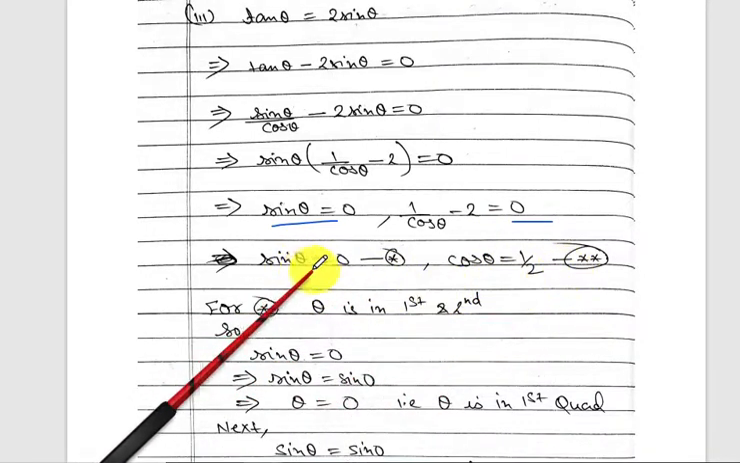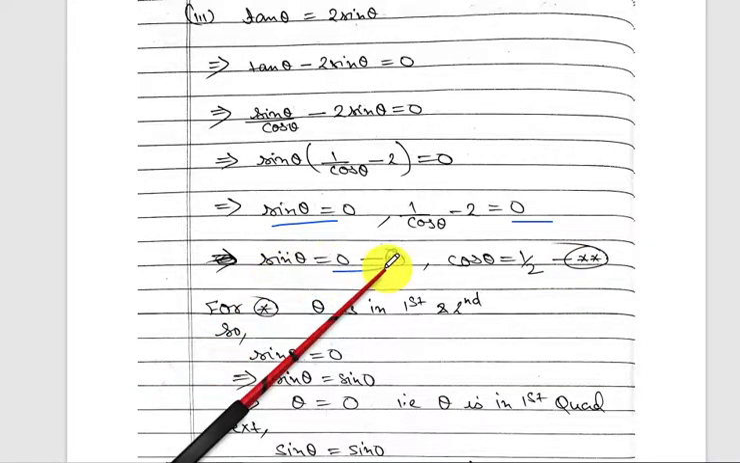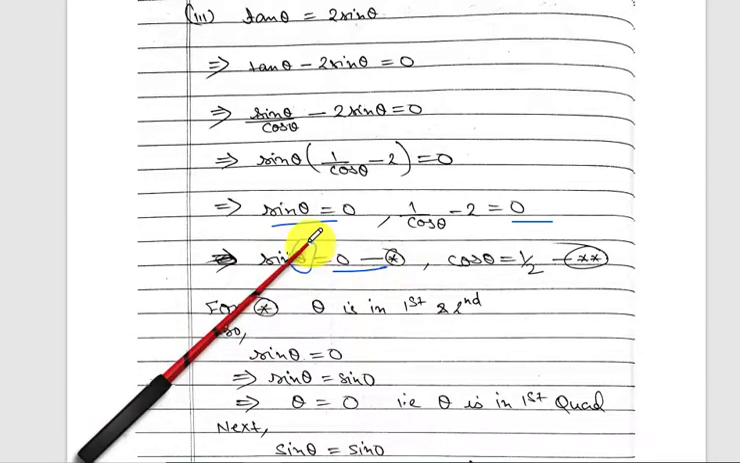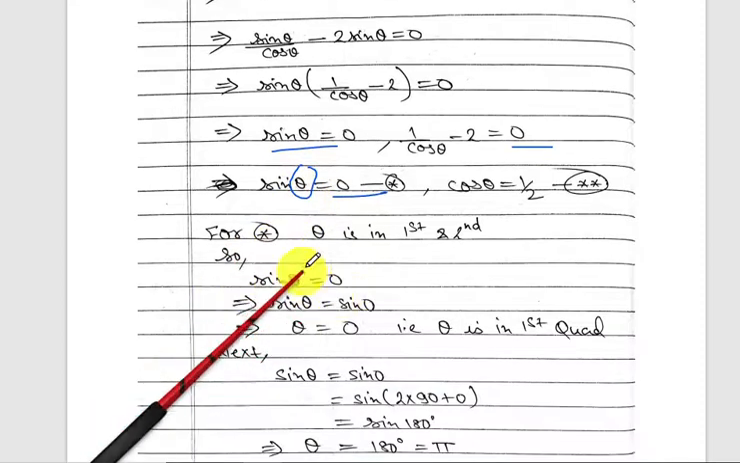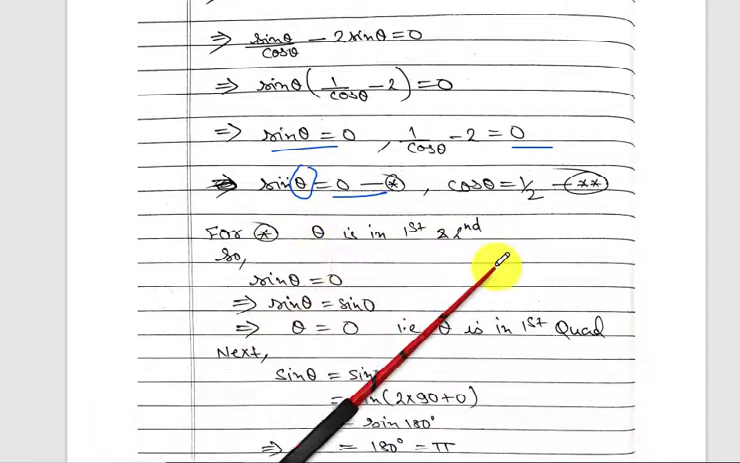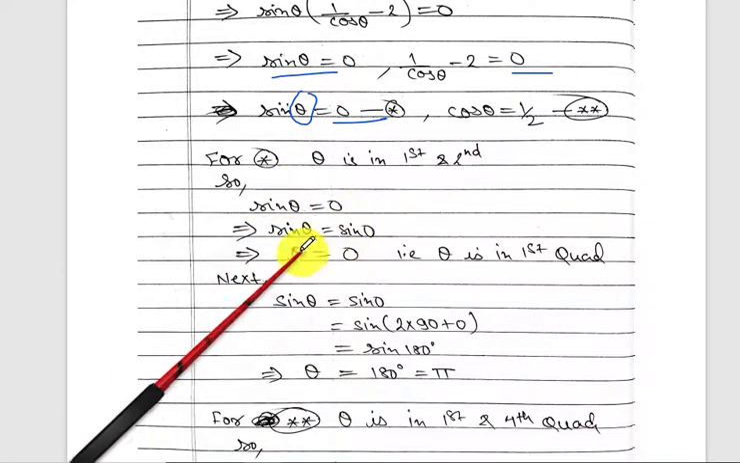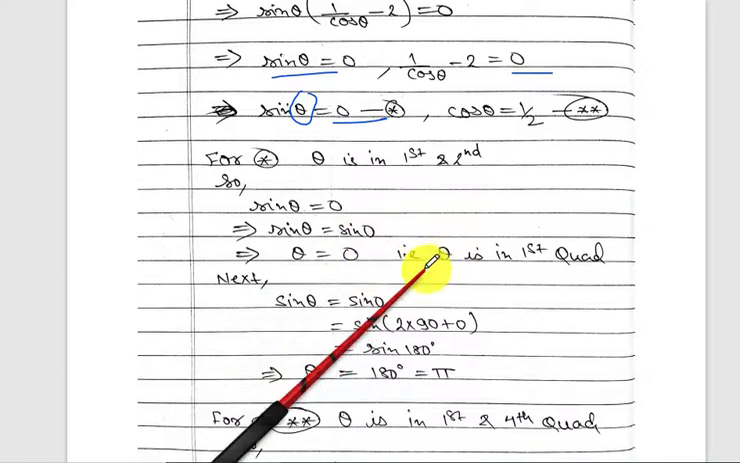So since theta has to be from 0 to 2 pi, that means I should get two values of theta, and here it is positive value, that means theta will be in the first and second quadrant. Okay, so theta is first and second quadrant for this one. Okay, so sine theta equal to 0, that means sine theta equal to sine 0, so theta is 0. So in the first quadrant theta is 0.